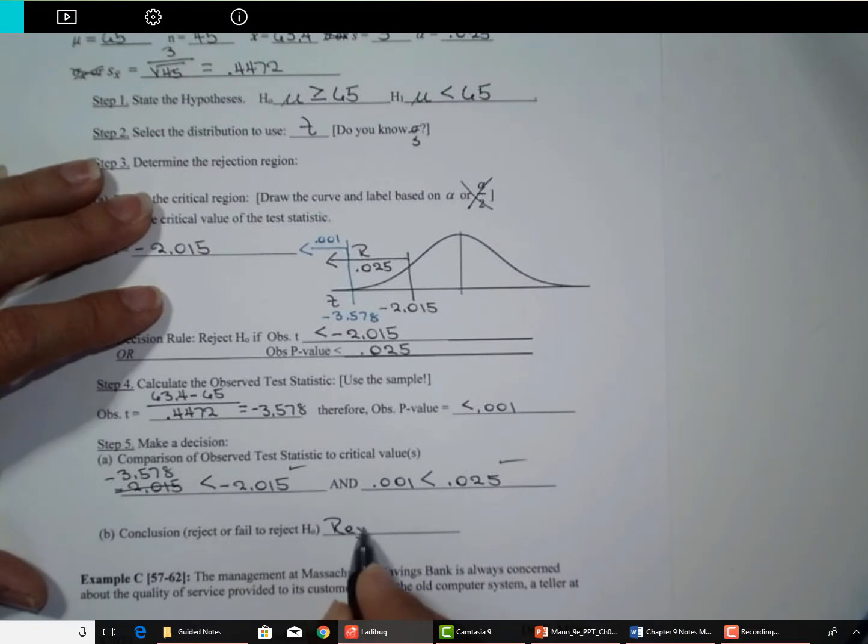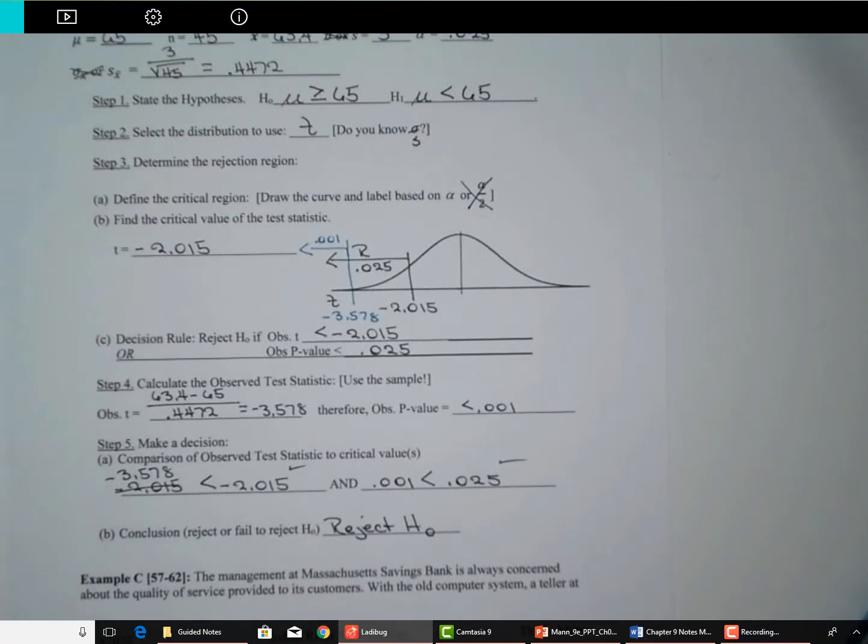They fall into the rejection region. Both of our tests are satisfied. We can reject the null hypothesis. In other words, the auto corporation claims that their batteries are good for about 65 months, but the Consumer Protection Agency is going to reject that claim.